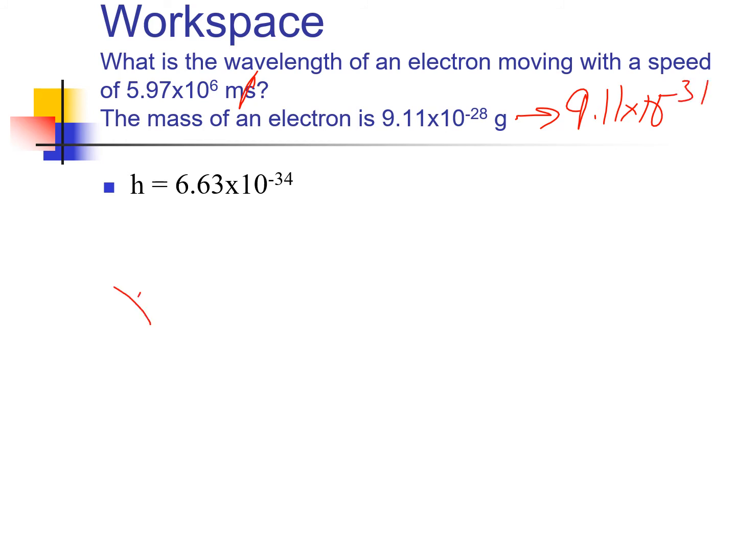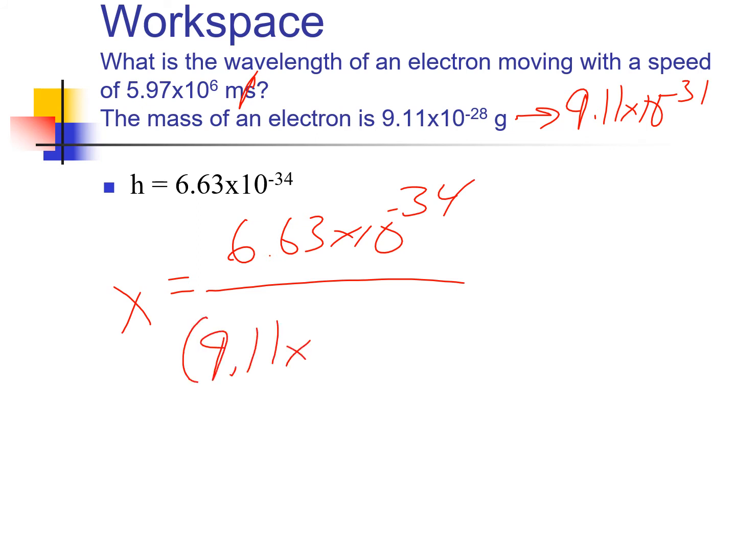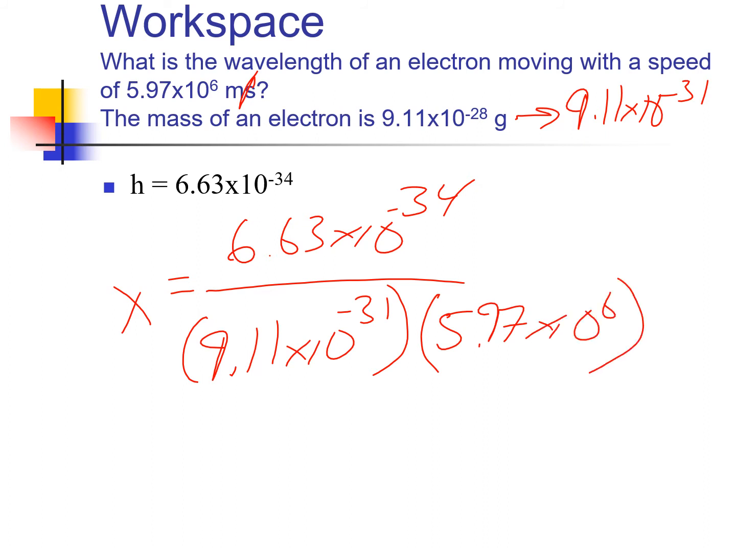And again, the wavelength is Planck's constant, 6.63 times 10 to the negative 34th, over the mass, 9.11 times 10 to the negative 31st, times its velocity, 5.97 times 10 to the 6th. I plug that all in my calculator: 6.63 times 10 to the negative 34th divided by 9.11 times 10 to the negative 31st times 5.97 times 10 to the 6th. And I get a wavelength of 1.22 times 10 to the negative 10th meters.